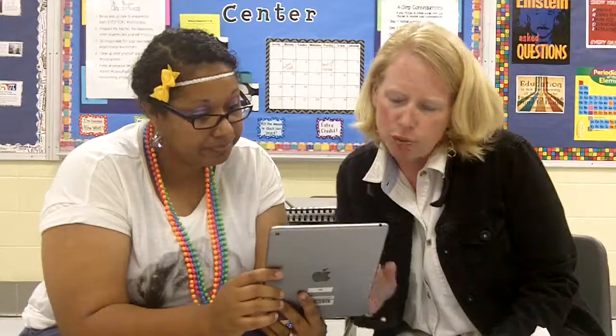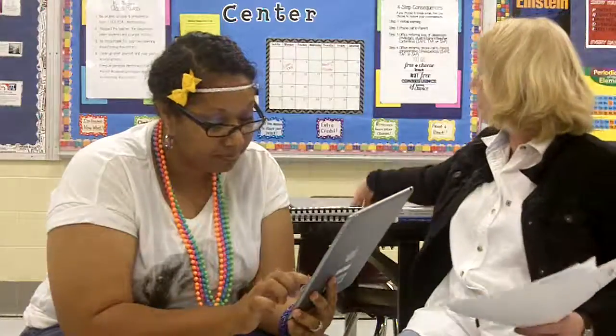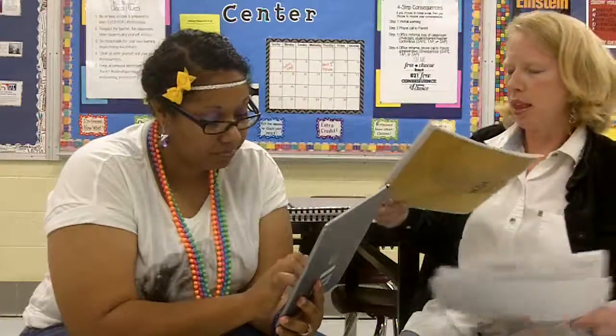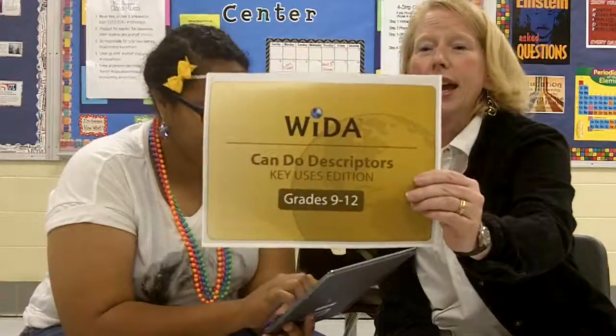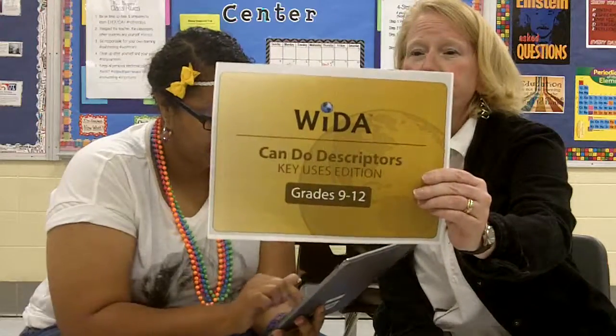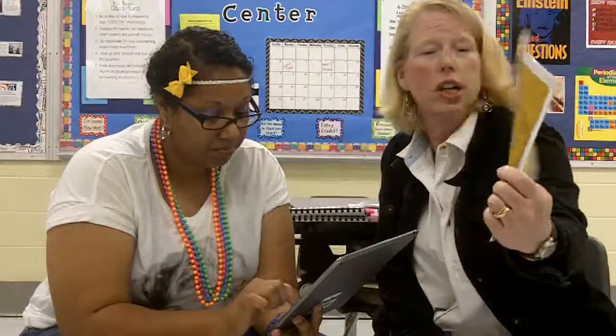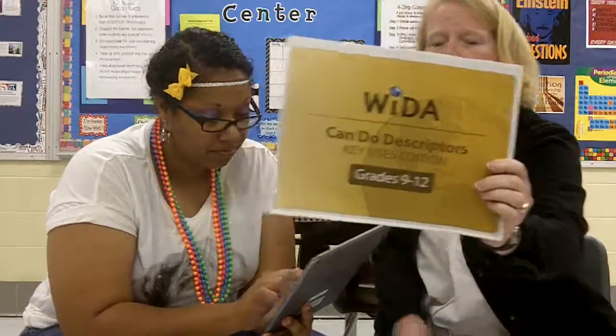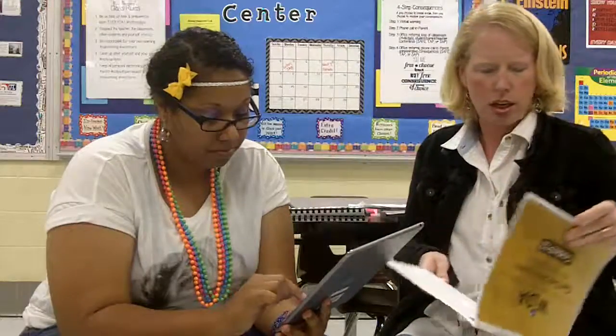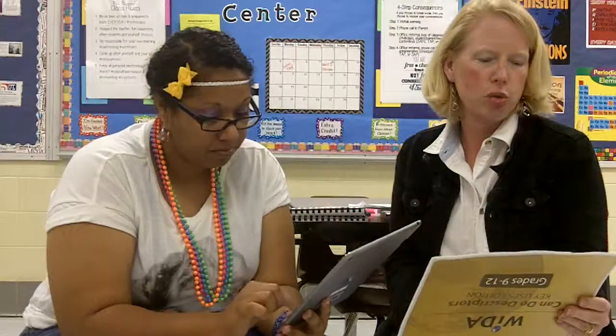Then what's also exciting is the can-do descriptors. And you may have to log in for that. And while you're doing that, WIDA actually has this short version of the can-do descriptors. It's the Key Uses Edition for 9 through 12. And see, these are all the things that she can do based on her level.